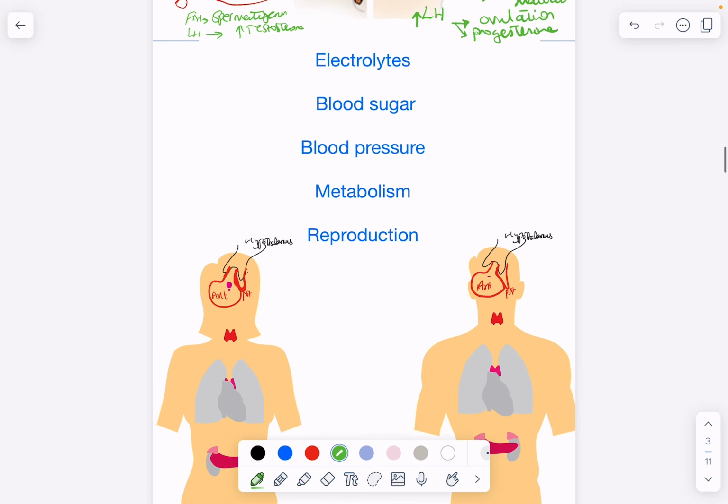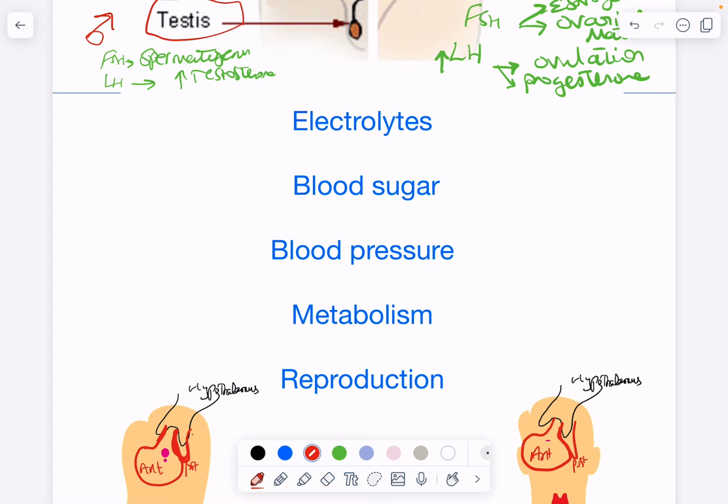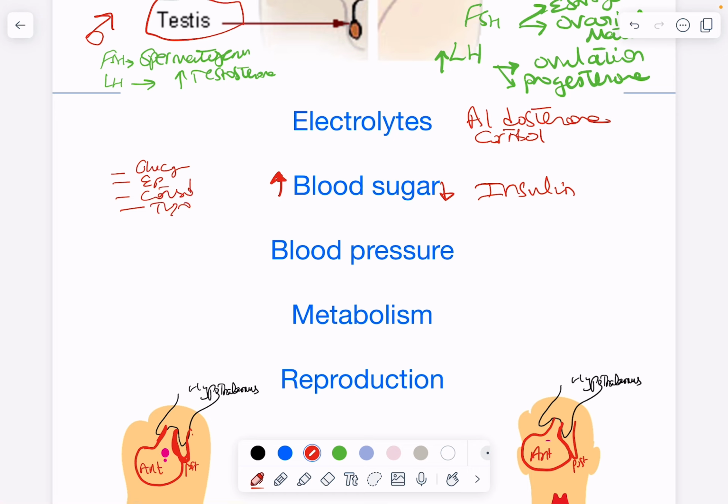As you can see here, that's the importance of these hormones, controlling electrolytes mainly through aldosterone and cortisol as well. If it's in excessive amounts, it will act like a mineralocorticoid. Blood sugar, that's insulin on one side, acts to reduce blood sugar, and on the other side we have all the other hormones I mentioned, guys: glucagon, epinephrine, cortisol, thyroxine. That's on the other side.